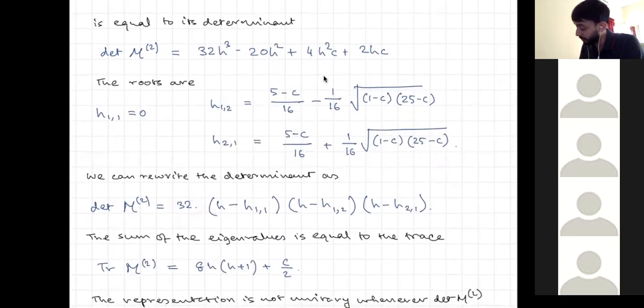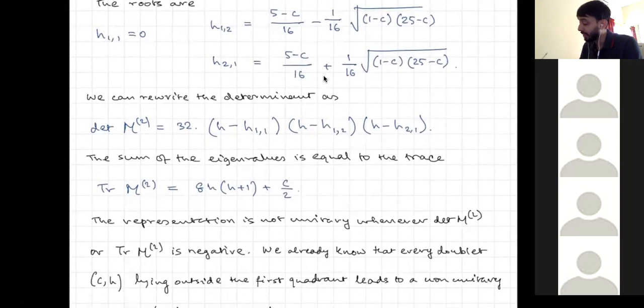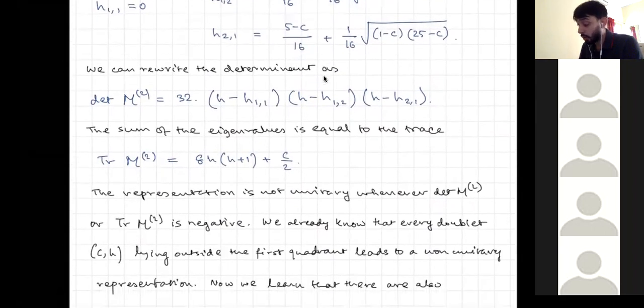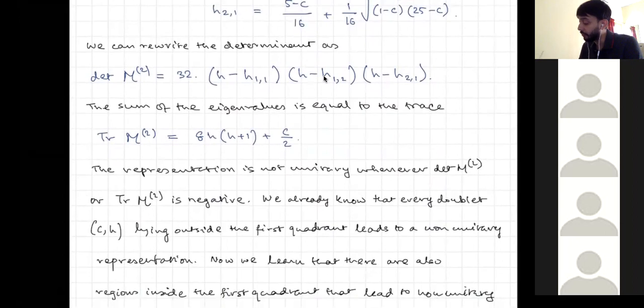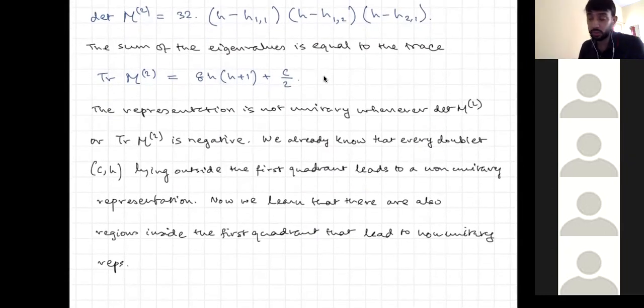32 times h of h minus h11, h minus h12, h minus h21, where h11 is just 0, but h12 and h21 are these two guys. Okay. You can also find out what the sum of the eigenvalues is, and this gives you this. So now what we see is that the representation is not unitary whenever the determinant or the trace is less than 0. So we already know that for every doublet (c, h) which lies outside the first quadrant, this leads to a non-unitary representation. Now we see that there are also regions inside the first quadrant that lead to these non-unitary representations.